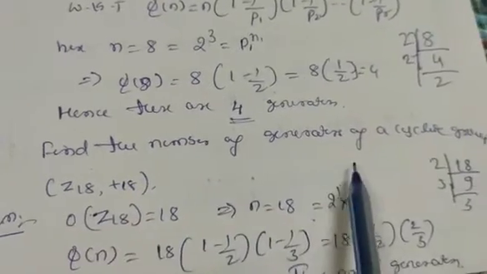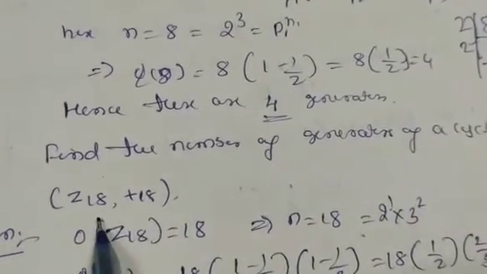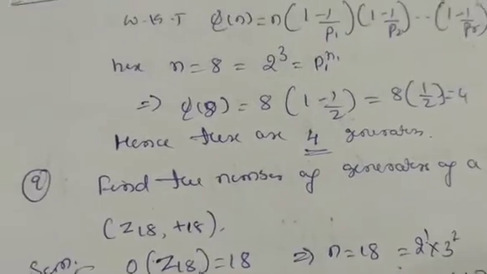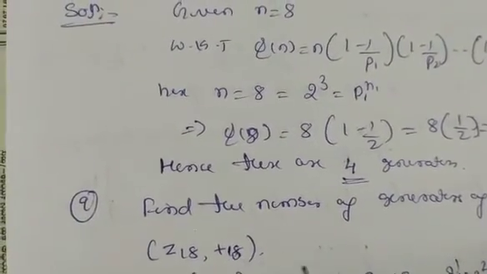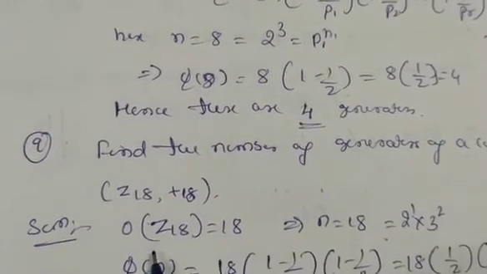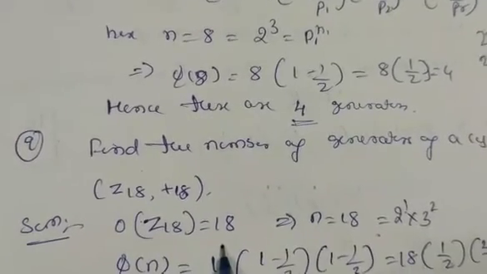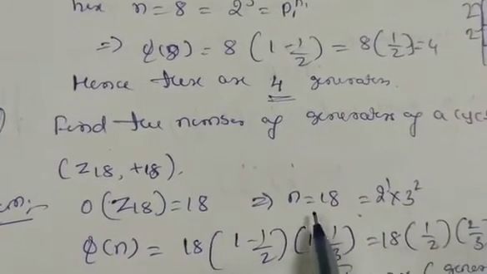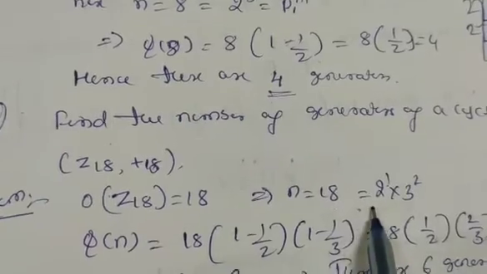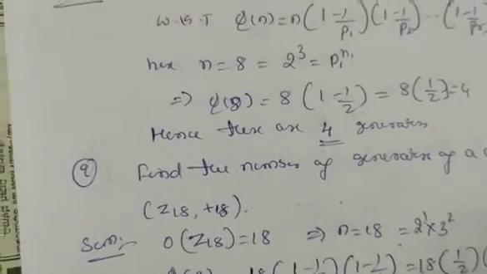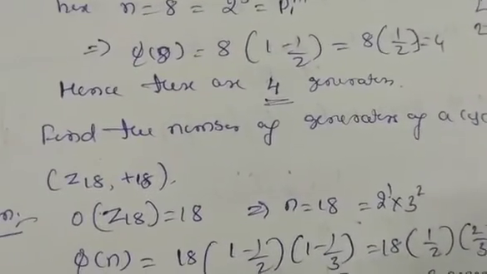Find the number of generators of a cyclic group Z18 under addition mod 18. So Z18 means what here? It has 18 elements. So the order of this group is what here? 18. So again the next step is the same. You have to express 18 in terms of prime factors. So this 18 can be taken as 18 is 2 9s are 18. Then 3 3s are 9.